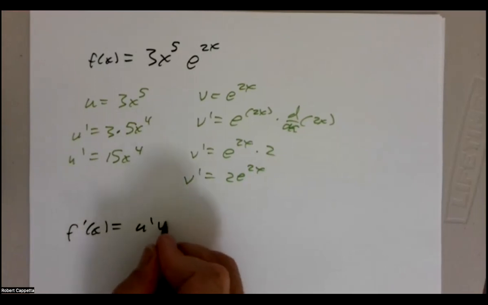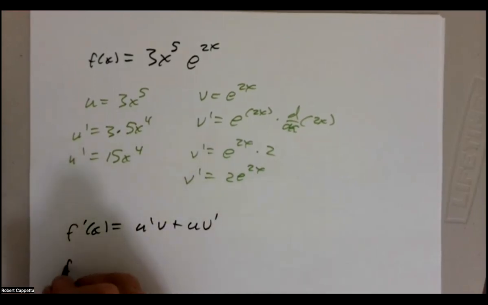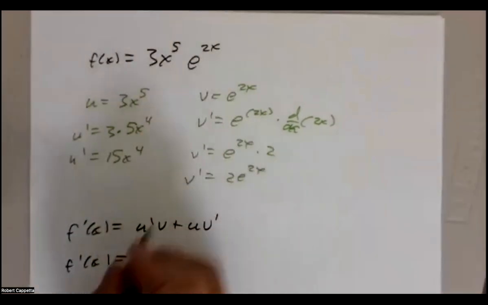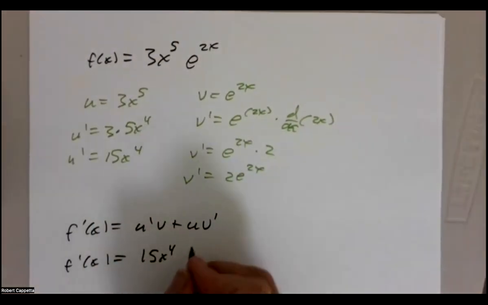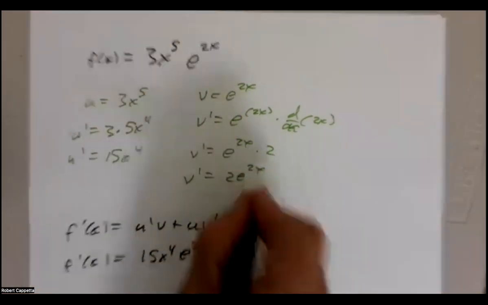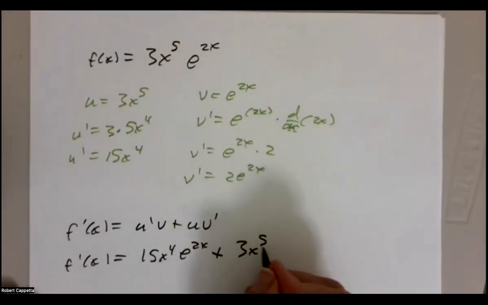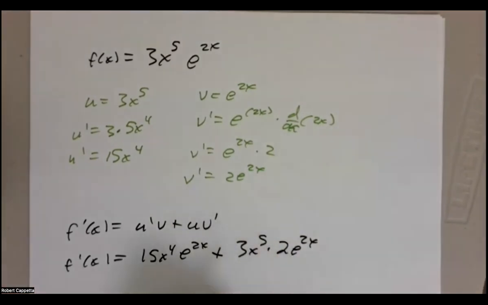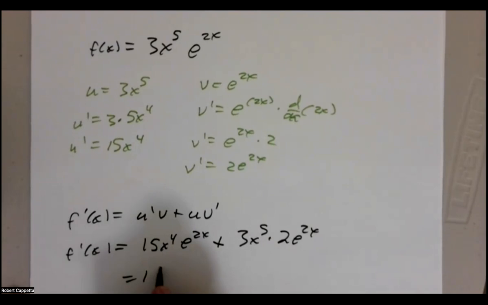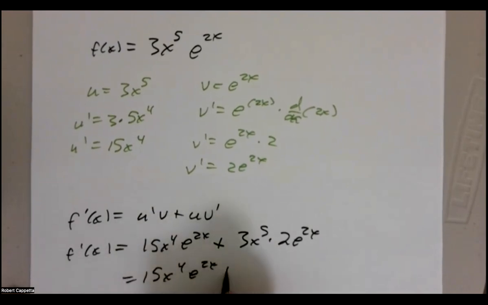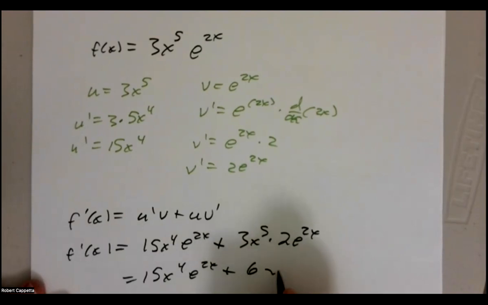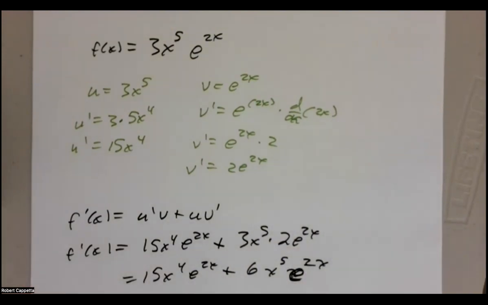So f prime of x is u prime v plus u v prime. U prime v, 15x to the 4th times e to the 2x, plus u v prime, plus 3x to the 5th times 2e to the 2x. I guess we should multiply 3 times 2, make that a little prettier. 15x to the 4th e to the 2x plus 6x to the fifth e to the 2x. I guess that's right. 15x to the fourth e to the 2x plus 6x to the fifth e to the 2x. Yeah, I think that's right.